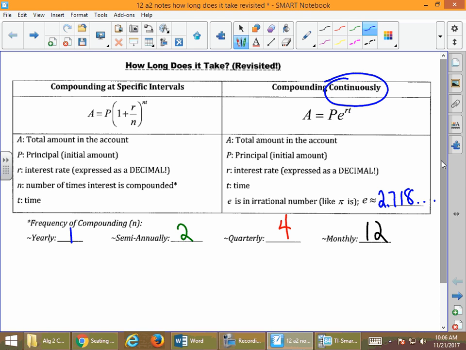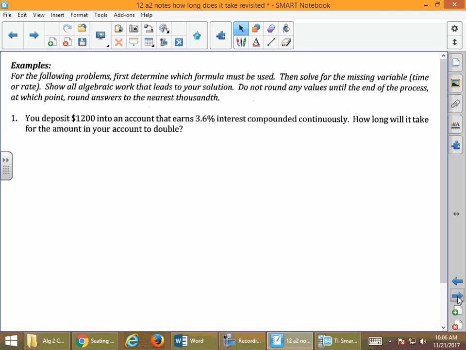And today we're going to use these two formulas to apply a lot of what we've done in this unit to help us solve some problems. So for the problems, what we recommend that you do is first figure out which formula we want to use. Then we're going to solve for the missing variable. We want to show all of our work that leads to the solution. Do not round any values until the end of the process. And then at the end, we're going to round to the nearest thousandth, 3 decimal spaces.